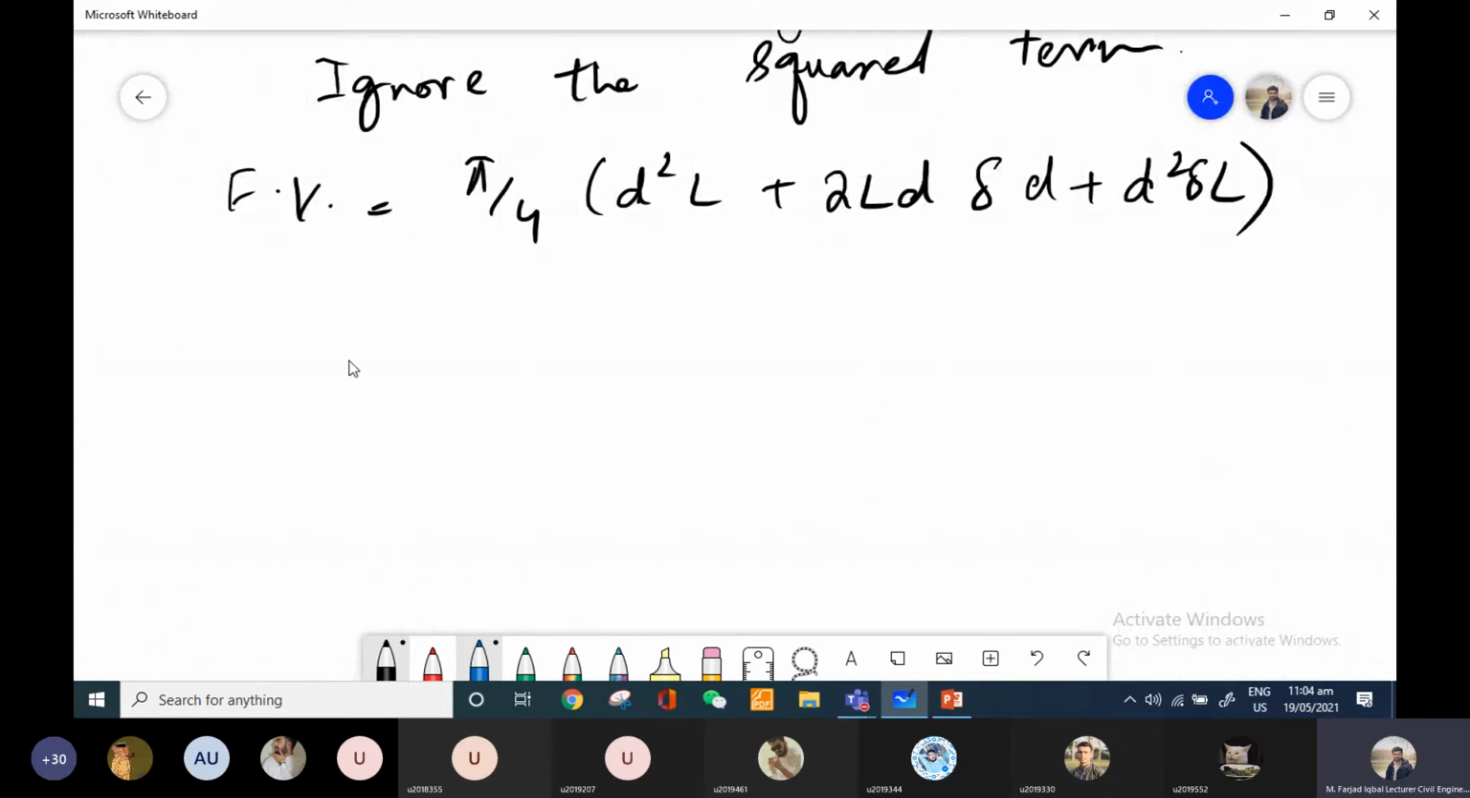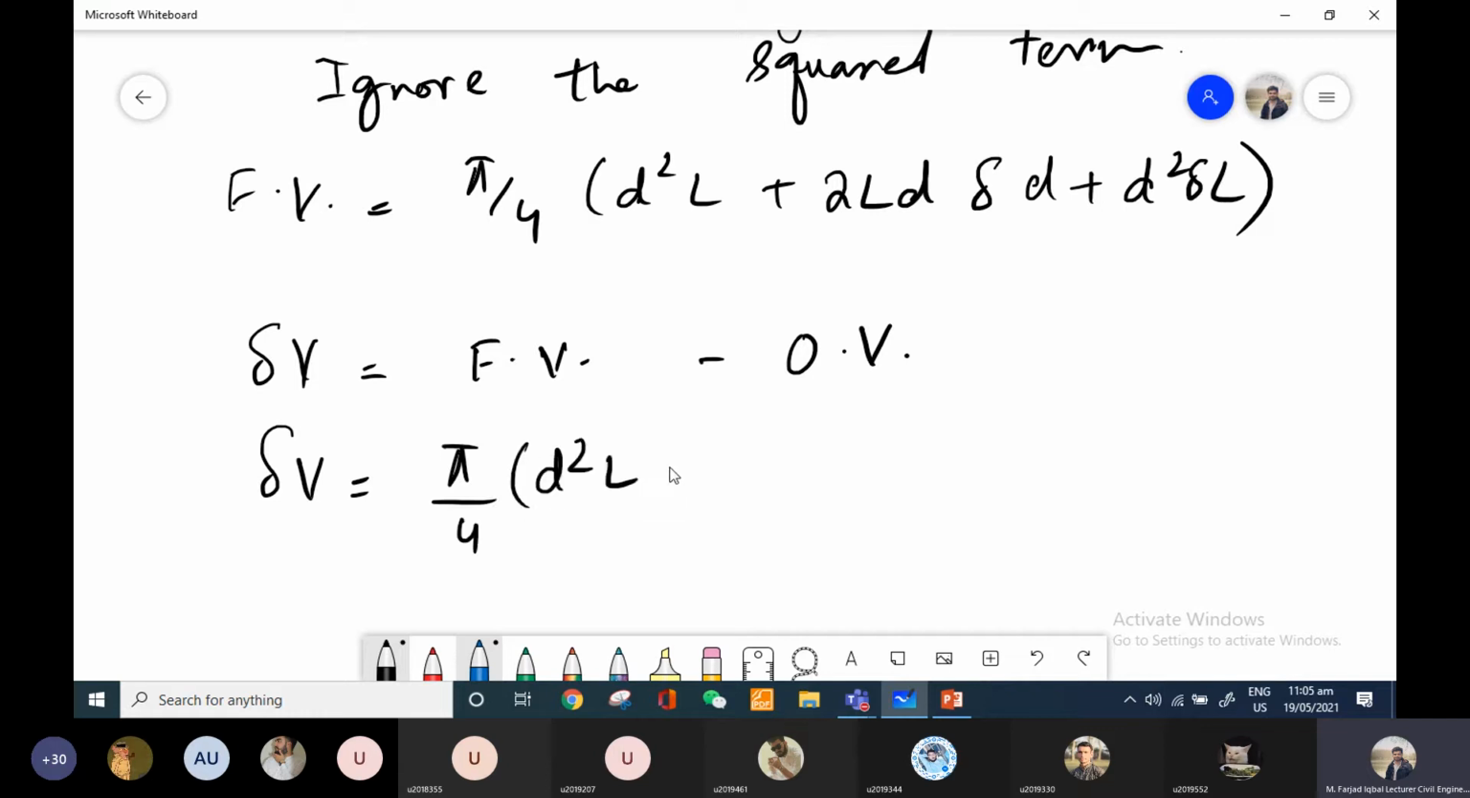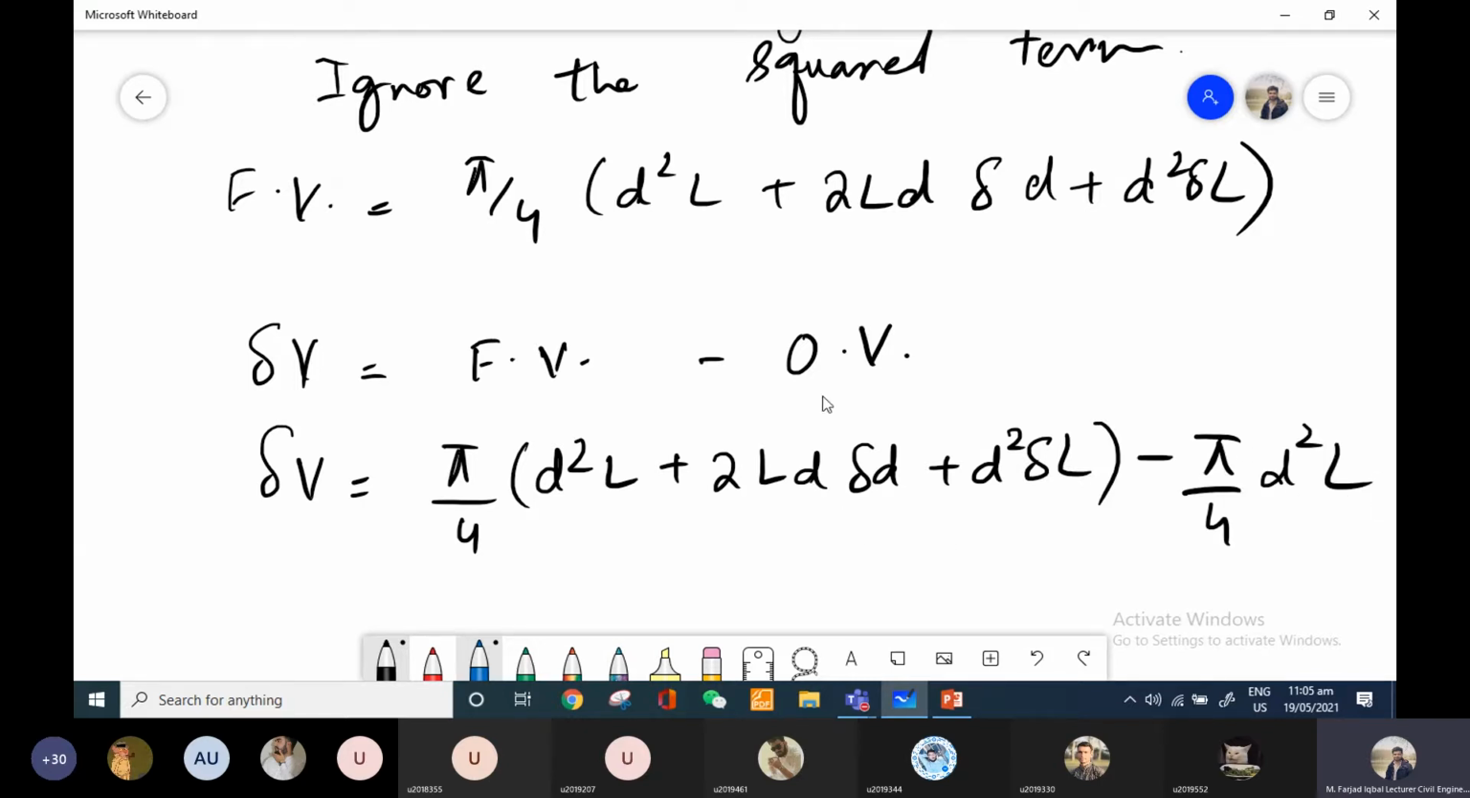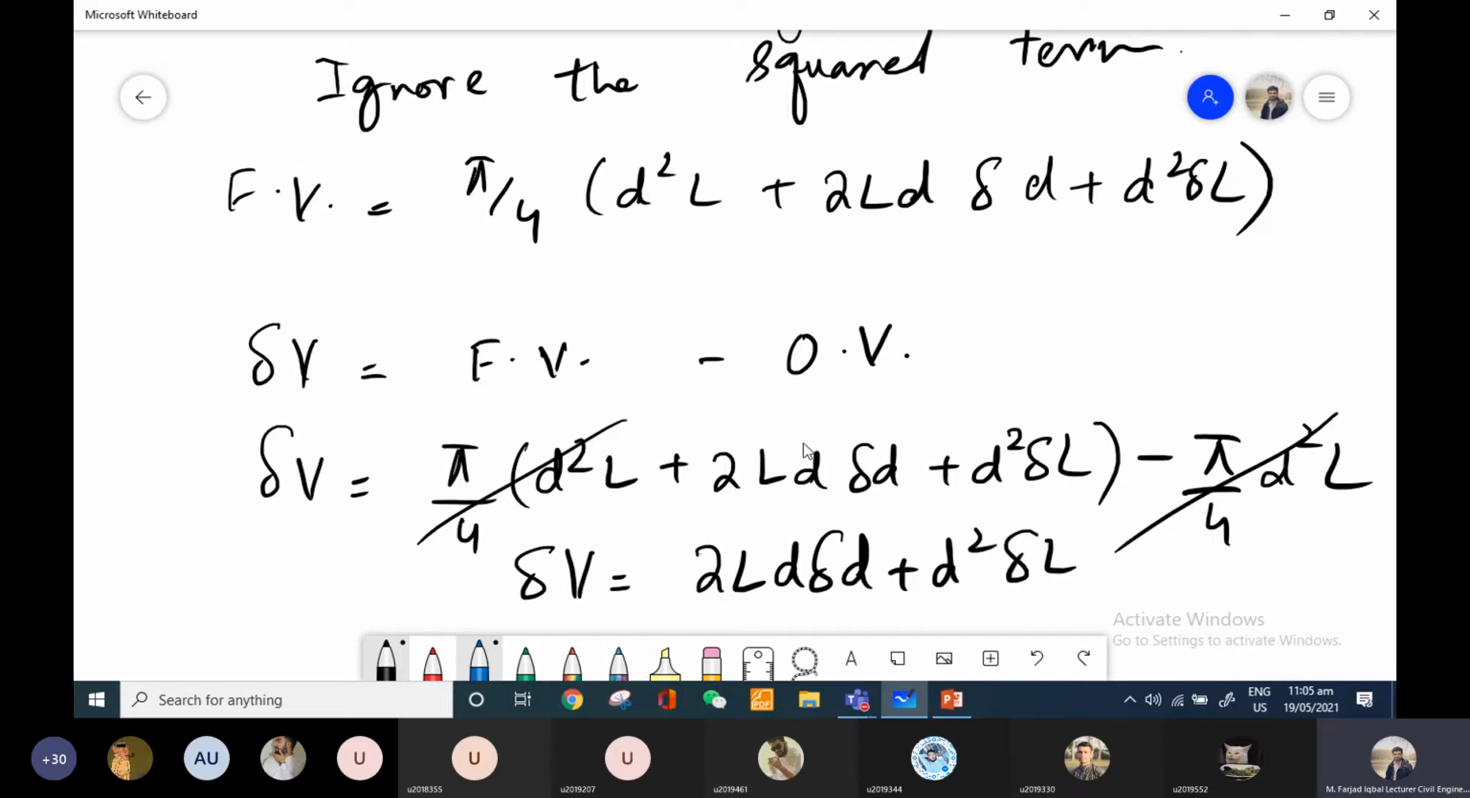Now again, if I substitute this back into the formula for change in volume, which is final volume minus original volume, then I will get the following expression, that is pi by 4 d square L plus 2LD delta D plus D square delta L, and original volume is again pi by 4 D square into L. Again, these two terms are same but opposite in sign, so they will cancel out, and the change in volume will be 2LD delta D plus D square into delta L.